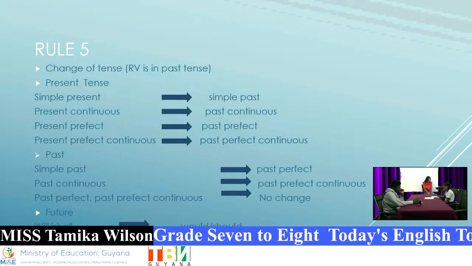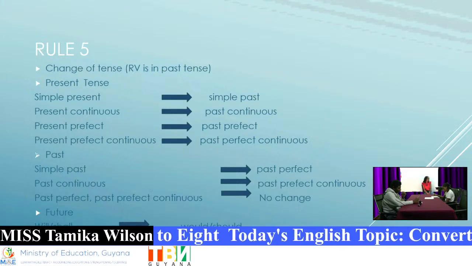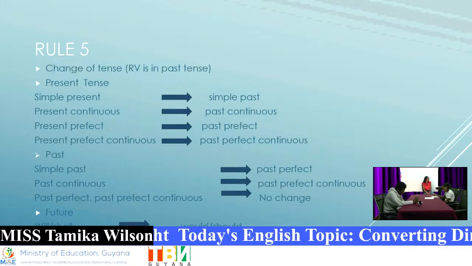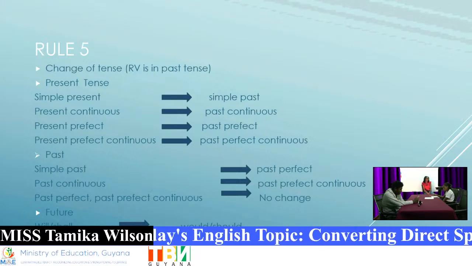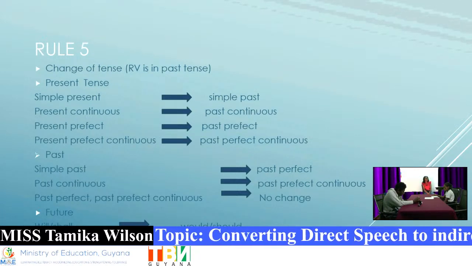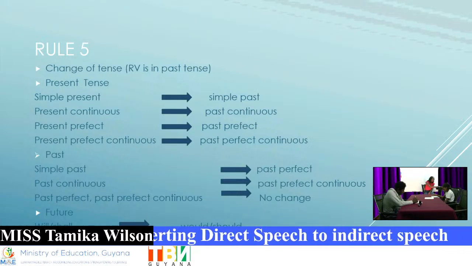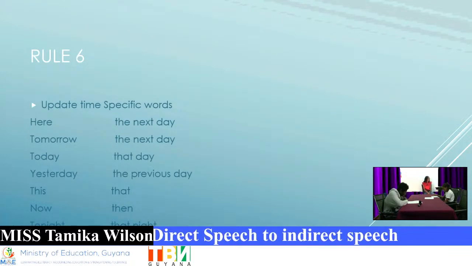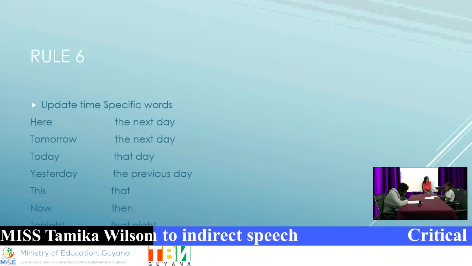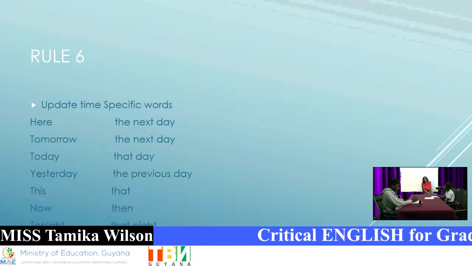All right? And then we have future. So for future tense, we have things like what? Will and shall, which now become what? Would and should. Can and may now become could and or might. All right? And then the final step says what? Time specific words. Because they're time specific, we transfer them.